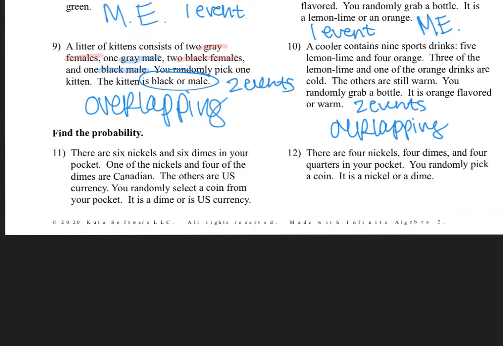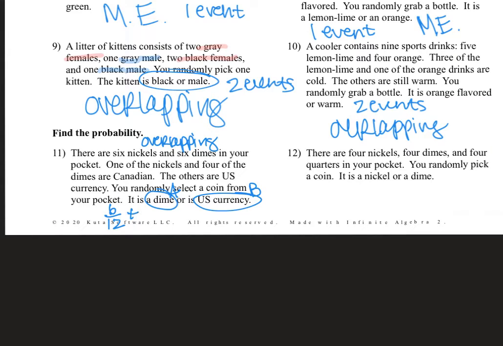So I'm going to say my dime is my probability of A, my currency is probability B. Now this one is going to be overlapping, not independent, sorry. This is overlapping. So I'm going to have to do some subtraction, okay? So I'm going to say my probability of A, so the probability of me getting a dime, is 6 out of 12 because there are 6 nickels and 6 dimes in your pocket. I didn't say which one is which, okay? So I have 6 total dimes in my pocket out of 12 coins.